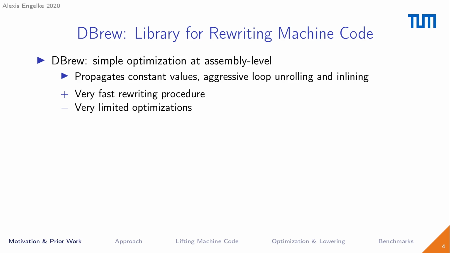DBrew performs only simple optimizations directly on the level of assembly code. Instructions with all constant input operands are removed and loops with a constant iteration range are unrolled completely. This is obviously a very fast optimization procedure, but operating only on assembly code with strictly local transformations also limits transformation possibilities. Also, DBrew's unrolling and inlining strategies may lead to a sizable amount of generated code.